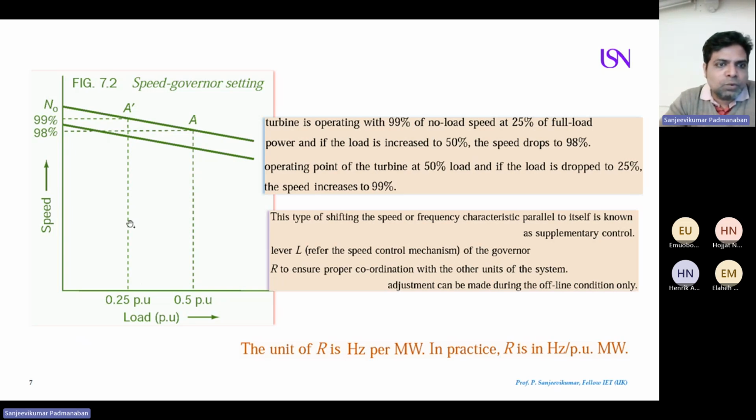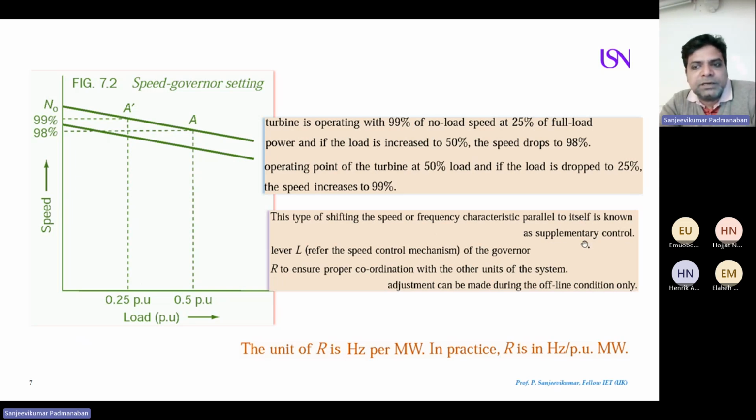Please note this is just for one generator. But in the complete power system, we have n number of generators. So every generator we want to operate at the same speed, same delivery of the voltage. That is the expectation of the power engineers. So in this case, the major goal for going for these characteristics is to keep the frequency constant. The type of shifting of the frequency or the speed characteristics parallel to itself is known as supplementary control.